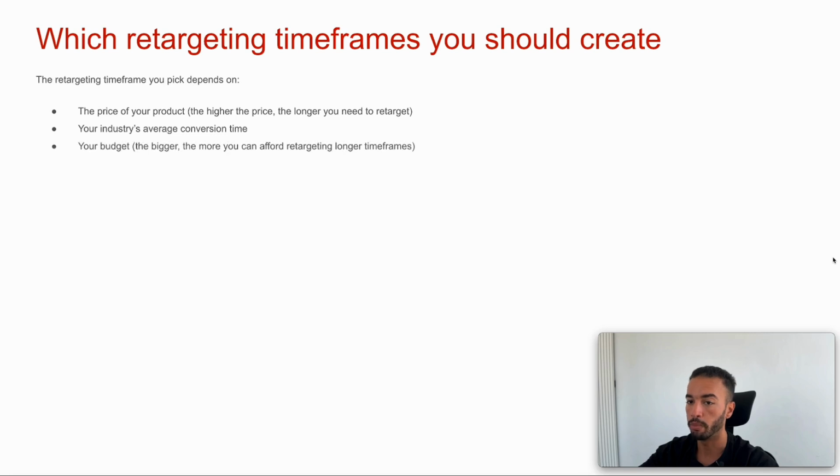It also depends on your budget. So the bigger your budget, the more you can afford retargeting longer time frames. Let's say, for example, you retarget up to 180 days worth of visitors data, then that would cost you much more budget to retarget all of those visitors that visited your website in the last 180 days compared to, let's say, the last 7 days. Again, it depends on your budget. If you can afford it, then by all means go for the longer time frame.